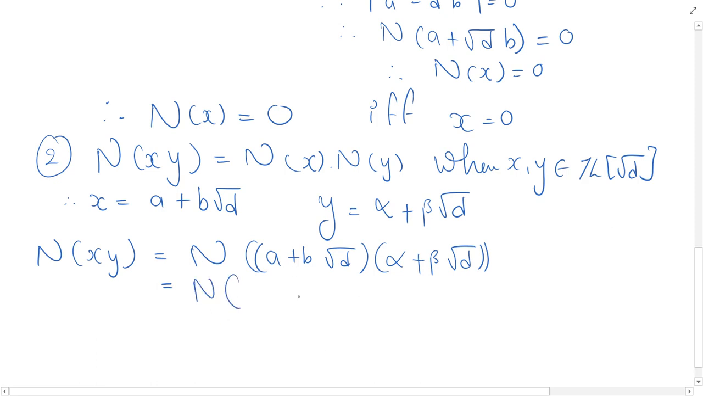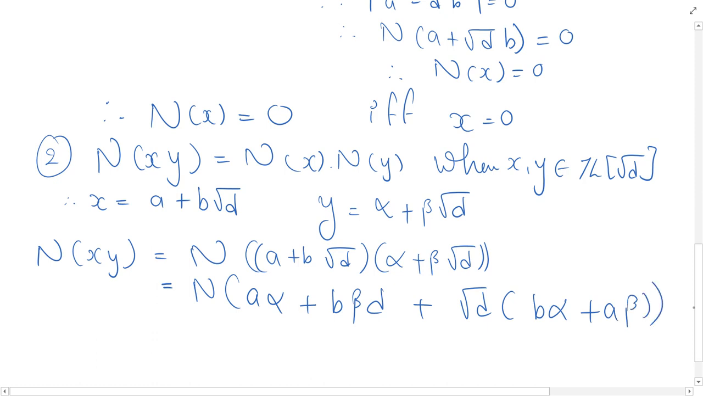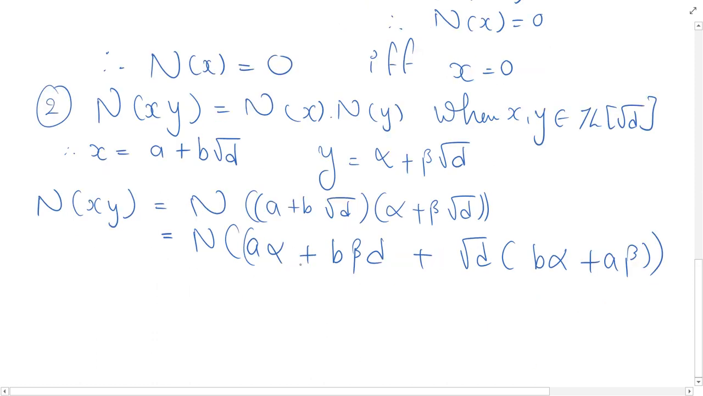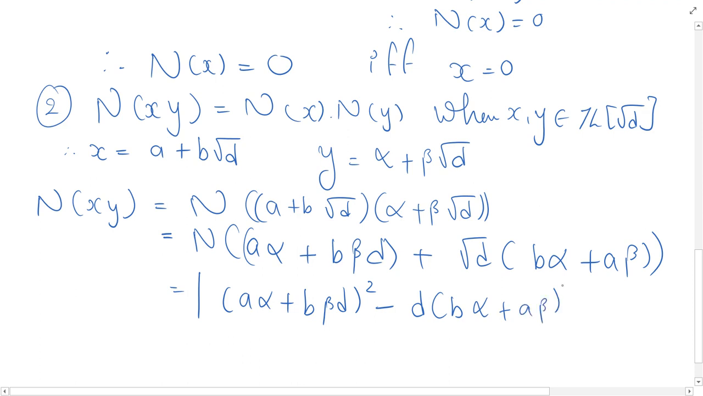Okay, I'll just multiply this. It will become a alpha plus b beta d, plus root d times beta alpha plus a beta. I hope I'm right. Okay, so now I know the norm will be defined by mod of the first part, which is a alpha plus b beta d, square, minus d times the second part, which is beta alpha plus a beta, square. Now what we have to do? We just have to square them. Okay, let us just square.